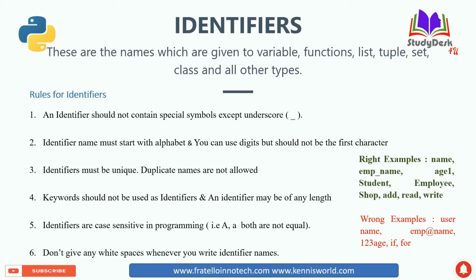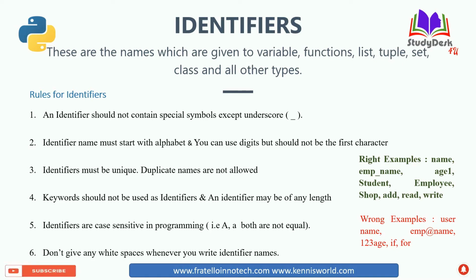Like if you want to define username, you can either define username as a single word or you can define user underscore name, but you cannot define user space name, because the system will treat it as two words, so it will give you an error. So these are the different rules or instructions we have to follow while defining identifiers.